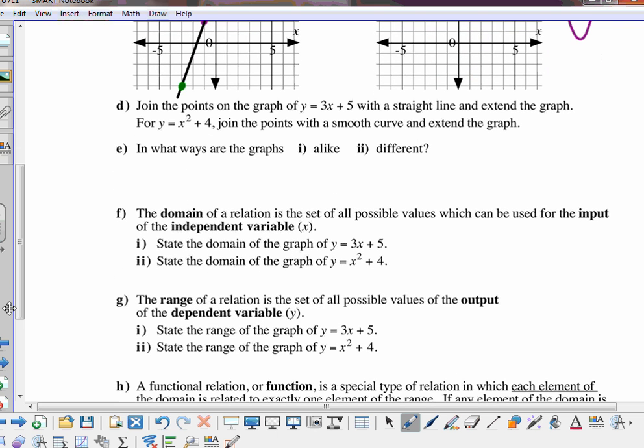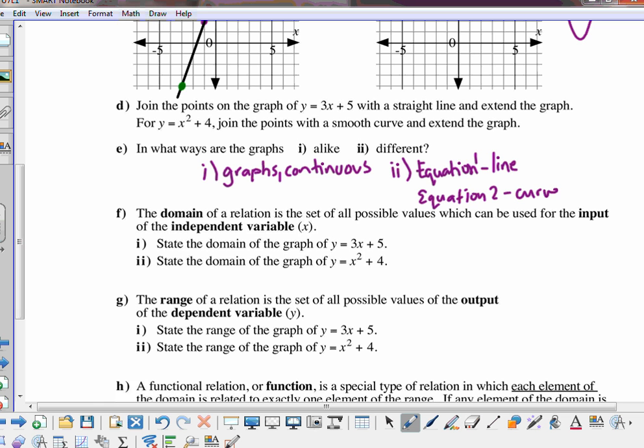Good. Okay, so in what ways are the graphs alike? They're both graphs and they're continuous lines. They're both, the points could be connected. They're both continuous. And how are they different? Equation 1 was a straight line. Equation 2 is curved. Curved like a U or a U shape.